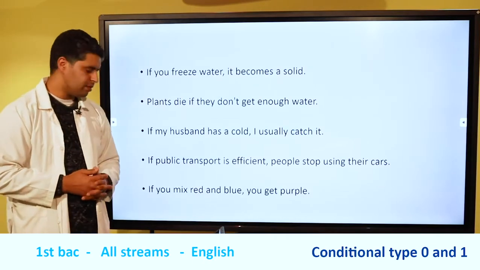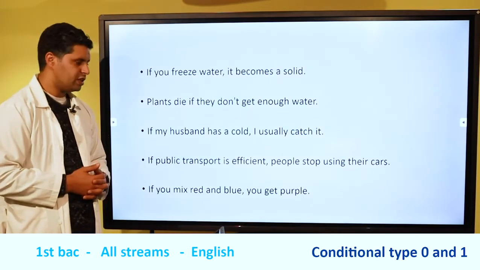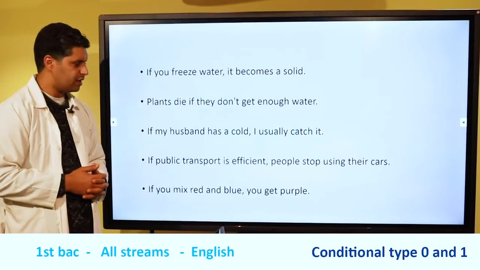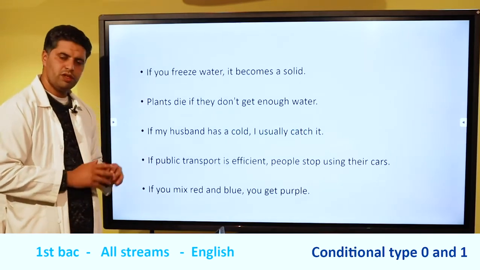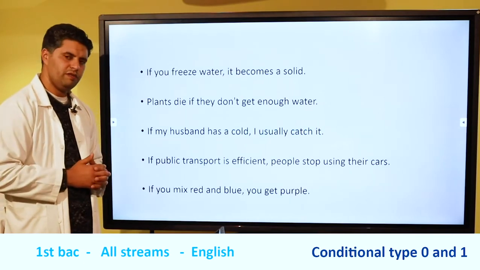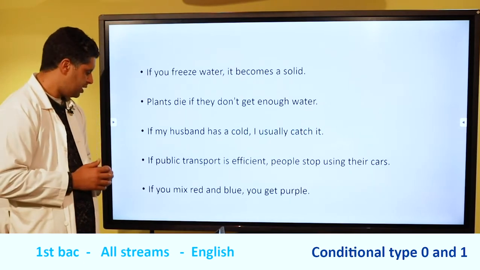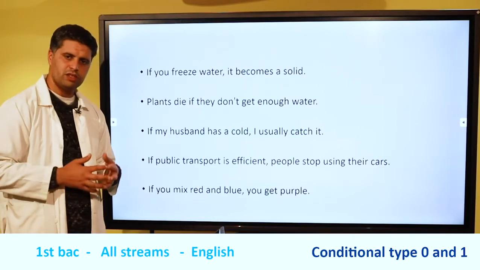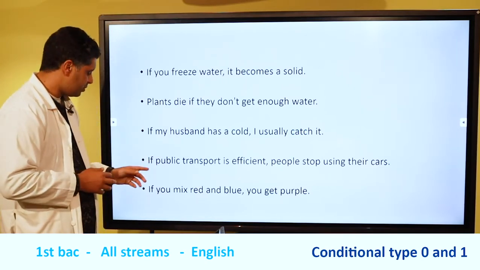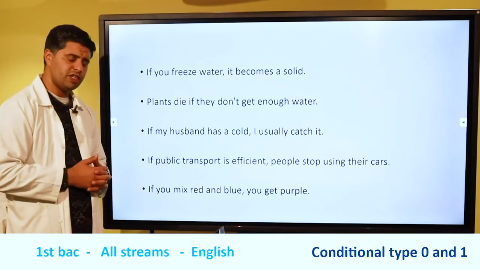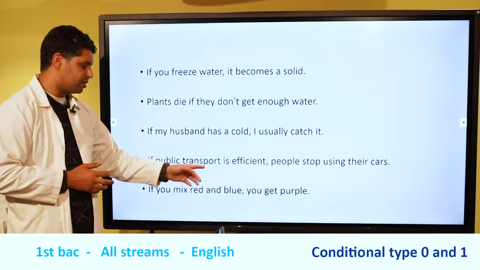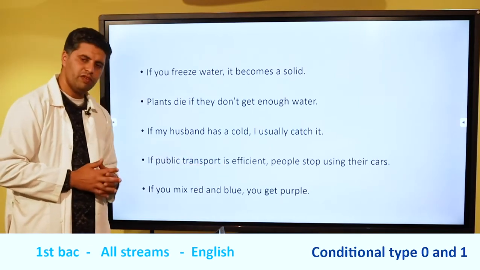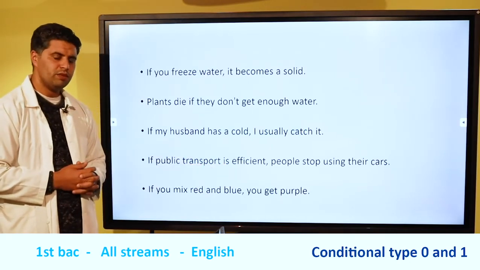Let's see another example. If public transport is efficient, people stop using their cars. Great. Here we have a cause and an effect, or a result. We have started with the conjunction if, which means that this statement is a conditional statement. If, public transport, this is the subject, and here we have the present simple of the verb to be.